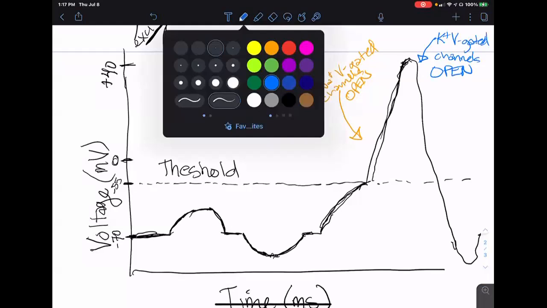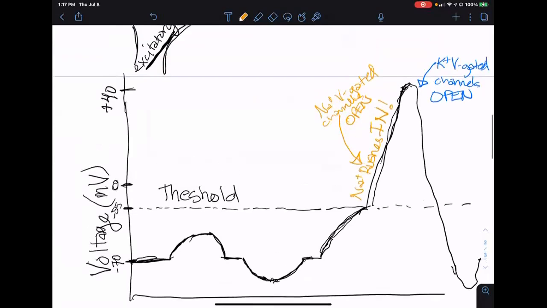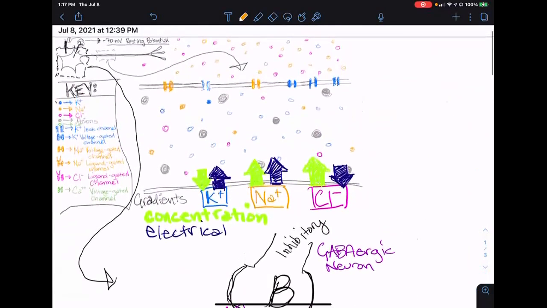So on this upswing right here, this is sodium rushes in, right? And now on this other side here, we've got these potassium voltage gated channels opening. So if we think back to our potassium, there's more potassium inside the cell relative to the outside. So it's more concentrated on the inside.